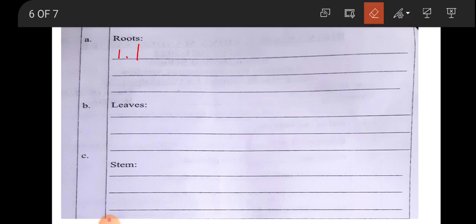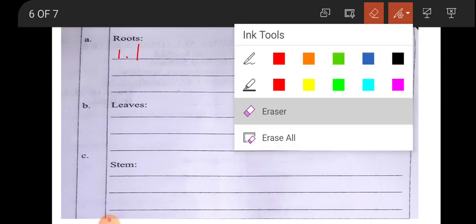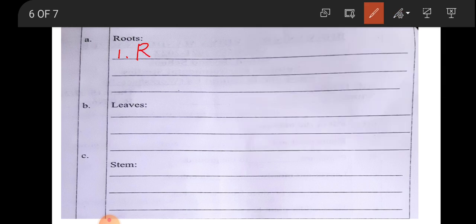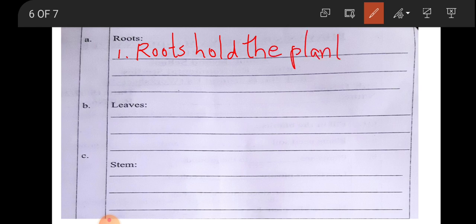Wait, I'll write again. This is better. Roots hold the plant. Roots, और मुँह से बोलते जाओ, repeat after me. Root holds the plant to the ground. प्लांट्स को ग्राउंड में उसको फिक्स करके रखता है. ठीक है, otherwise it should not fall ना. That is why. Number 2, आपको क्या और क्या करता है?